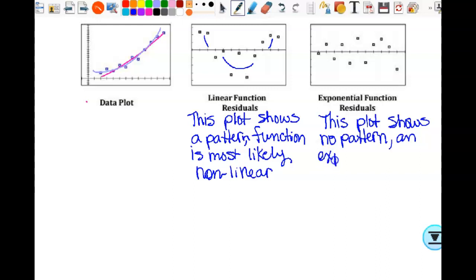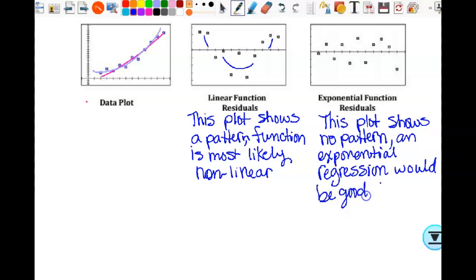And exponential regression would be good for this data. You could probably say that better than me with a whole lot less words, but see what comes out of my head. All right. Any questions at all? Beautiful. Flip it over.